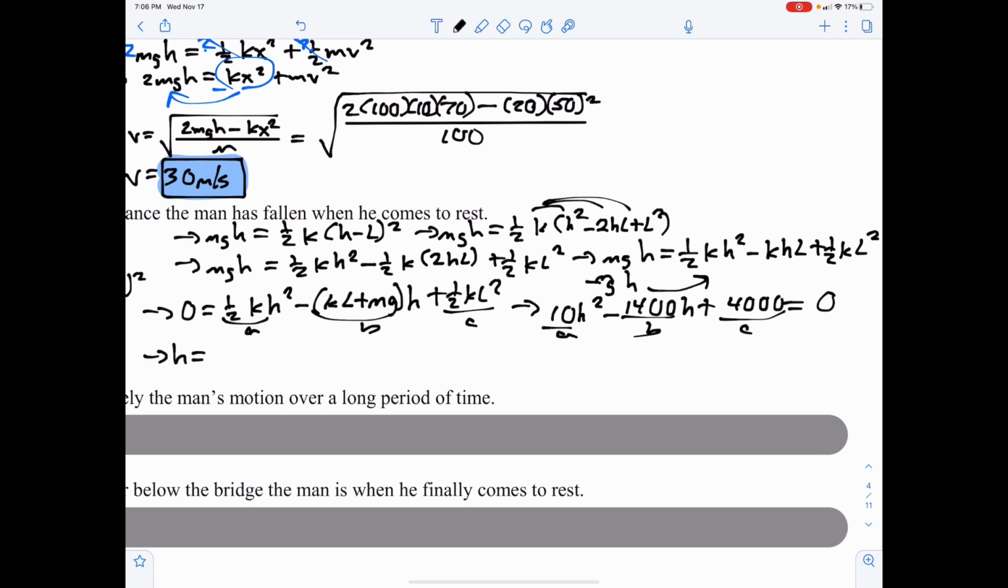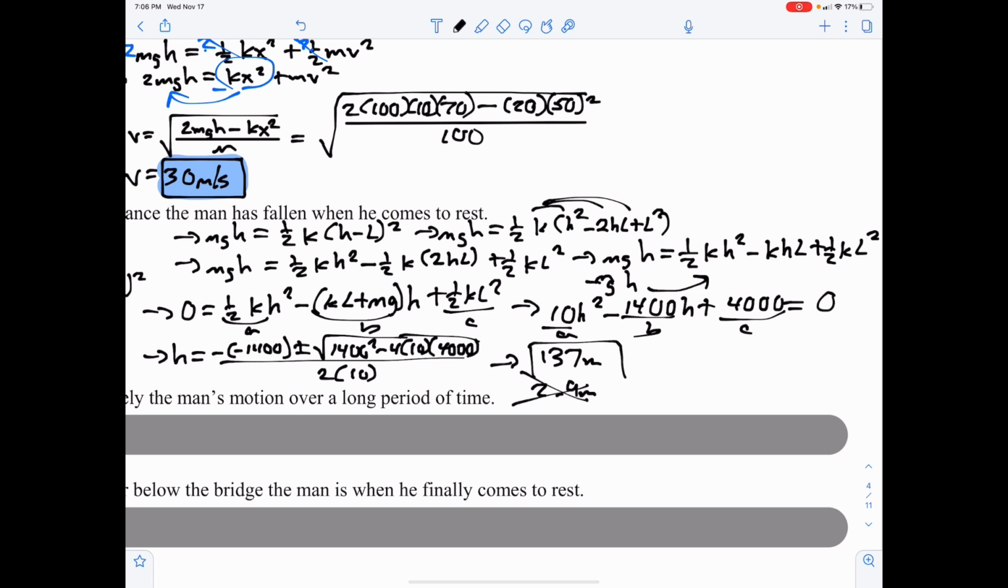h is equal to negative times negative 1400, whoops, not 14,000, 1400, plus or minus the square root of 1400 squared minus 4 times 10 times 4,000, all over 2 times 10. And you're going to get two possibilities. You'll either get 137 meters or 2.9 meters. Now, it obviously didn't drop that far, so 137 meters is the total height that it fell from.